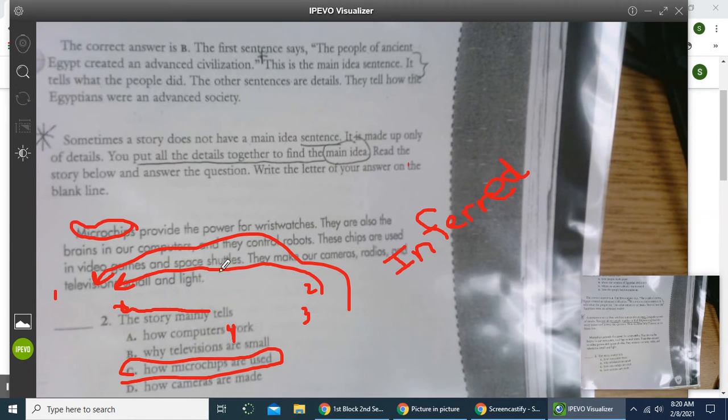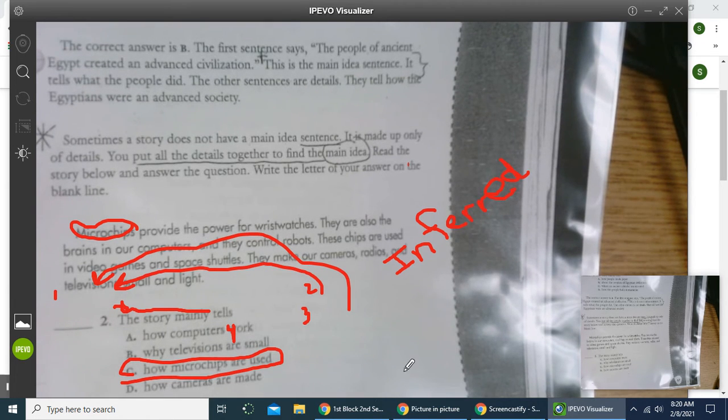It's talking about the microchips, and all of these are details that relate to it. It is not talking about the microchips that power a wristwatch, but about the word microchips, what a microchip is, and how they are used. And these are all supporting details of how they are used, okay?